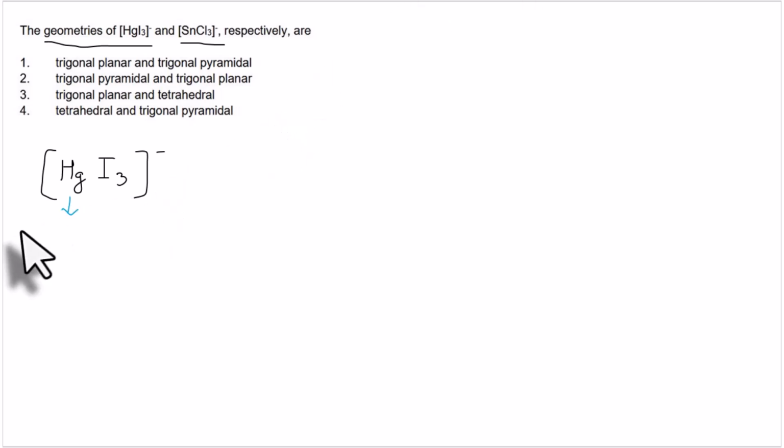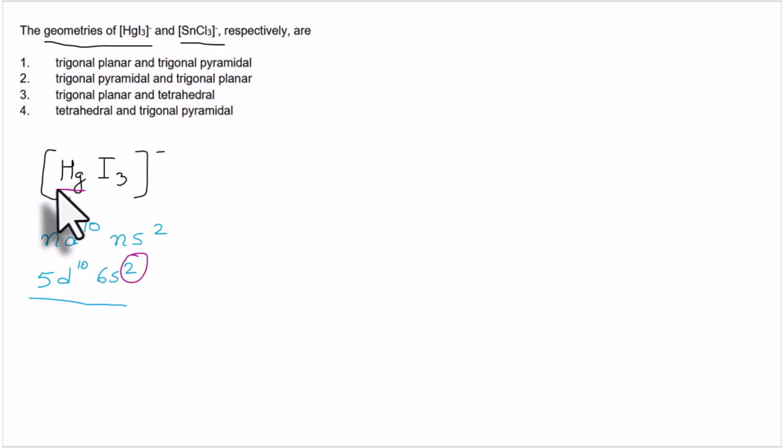So it has a valence electronic configuration of (n-1)d10 ns2, so d is completely filled. Actually it is 5d10 and 6s2. The number of valence electrons we consider as only 2. Now from this we know that Hg is the central atom.